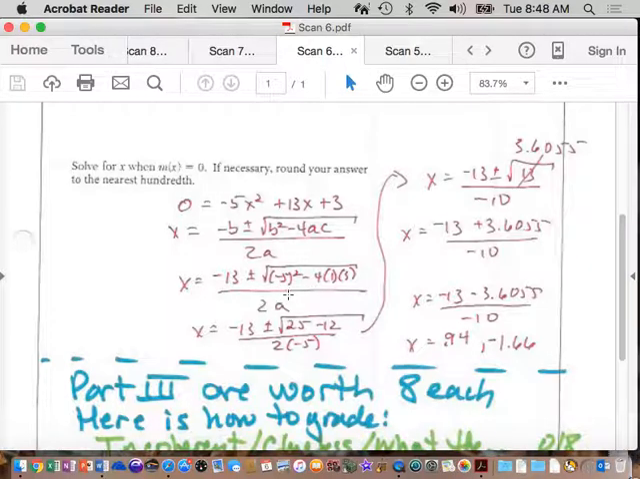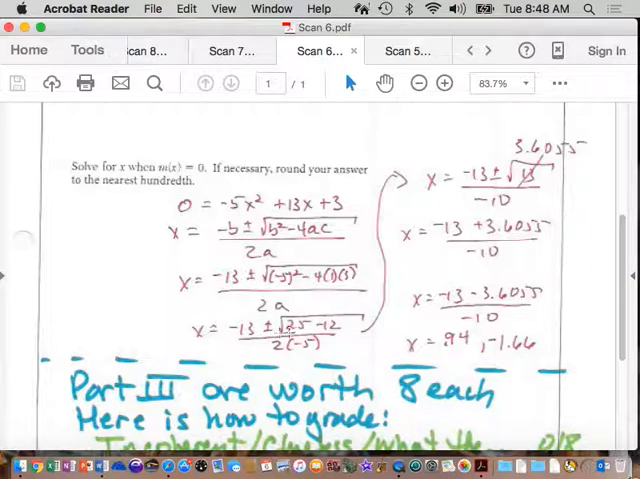Hold it. This should be 13 squared, which is 169, minus 4 times negative 5 times 3. 169 plus 60 is 229. This should be the square root of 229. And the square root of 229 is, does anybody happen to have that? Square root of 229. It's 15.13.